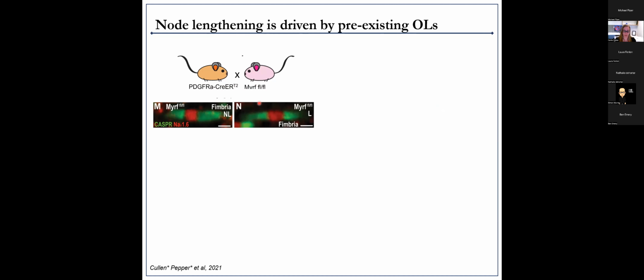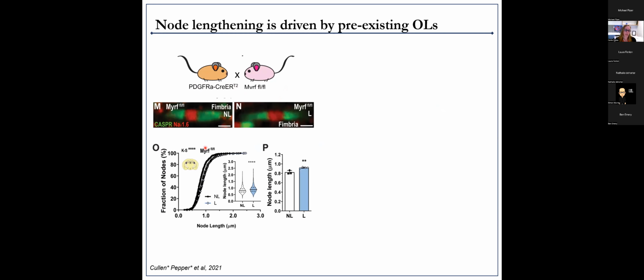As Ben alluded to before, if we delete MYRF from OPCs, they can't differentiate into oligodendrocytes and form myelin. So we are preventing new myelin addition. When we did this and trained the mice in the radial arm maze, we still got this shift in distribution towards longer nodes and an average increase in the node length.